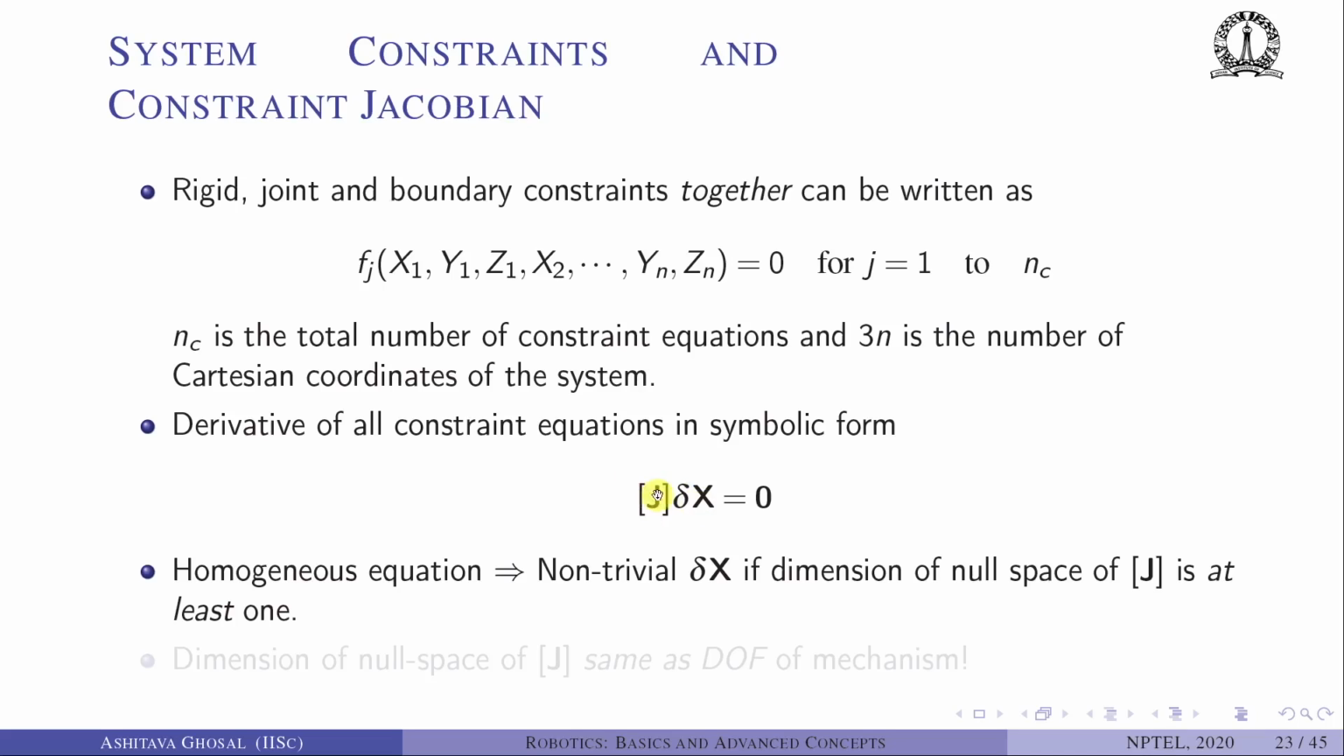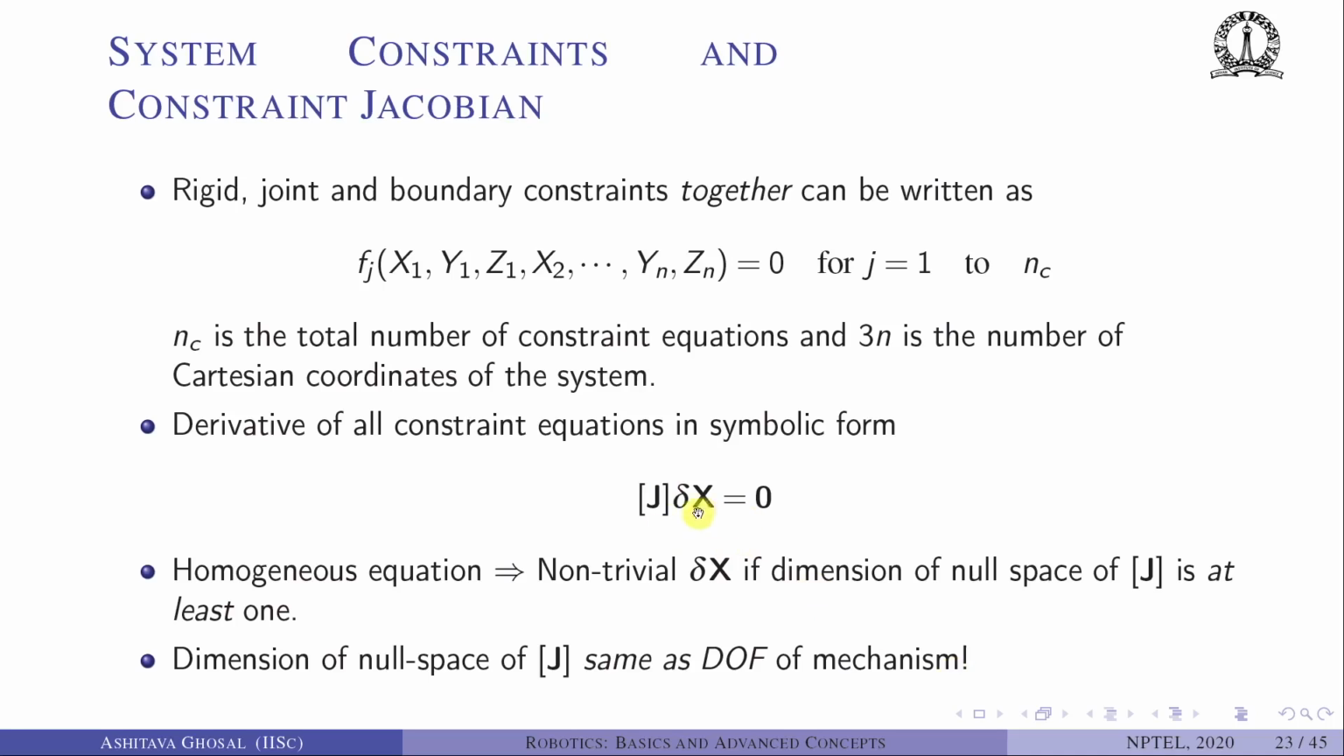Correct? So if the determinant of this matrix is not 0, then delta x will be 0. Whereas if the determinant of J is 0, then we can have a non-trivial delta capital X. So a non-trivial delta x exists if the dimension of the null space of J is at least 1. It turns out that the dimension of the null space of J is the same as the degree of freedom of the mechanism. This is Freudenstein.